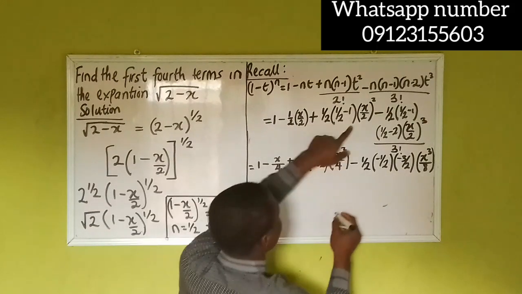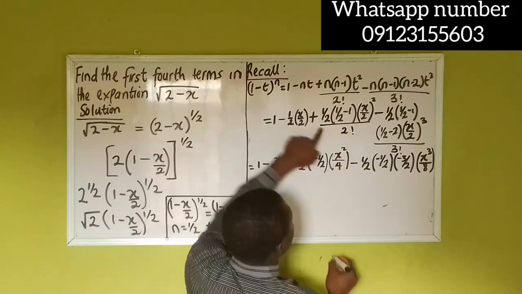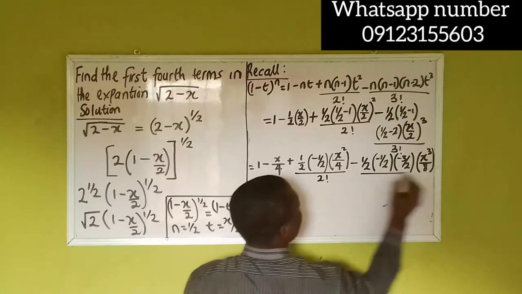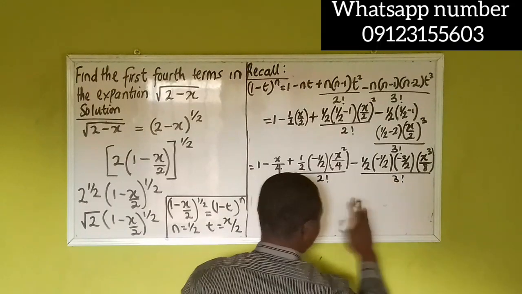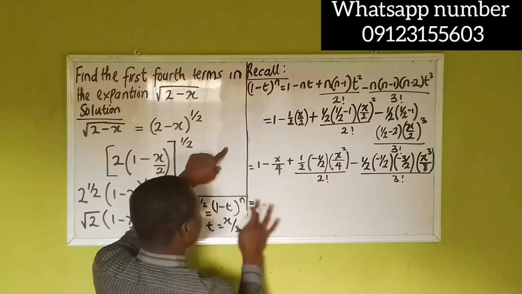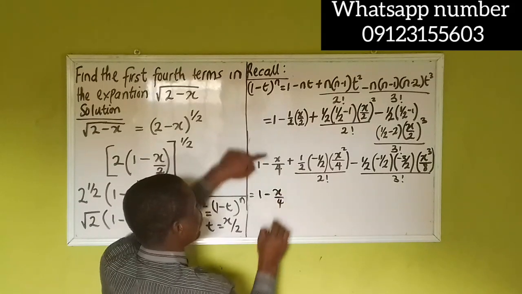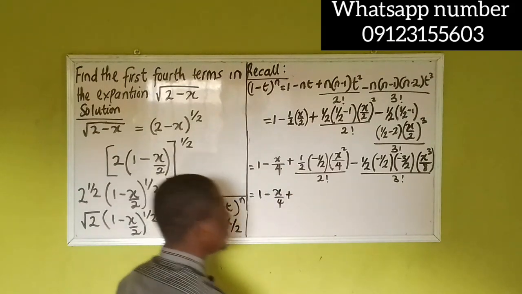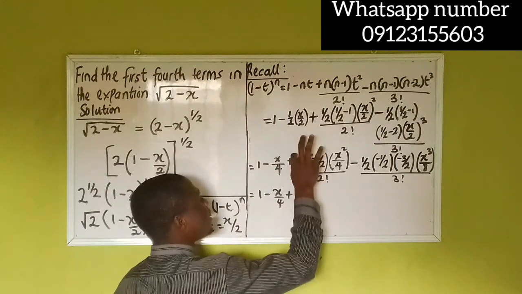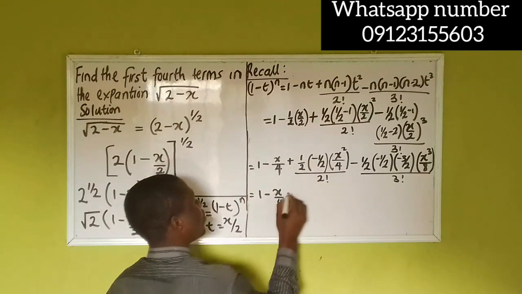Now, don't forget something, over 2 factorial here, over 3 factorial. Alright, here becomes 2 factorial, here becomes 3 factorial. Right? At this point, it's now equal in value to 1 minus x over 4 plus, now listen, this is plus, this is minus. The only sign I'm having here is minus. Minus times plus is what? Minus. So I'll put minus here.